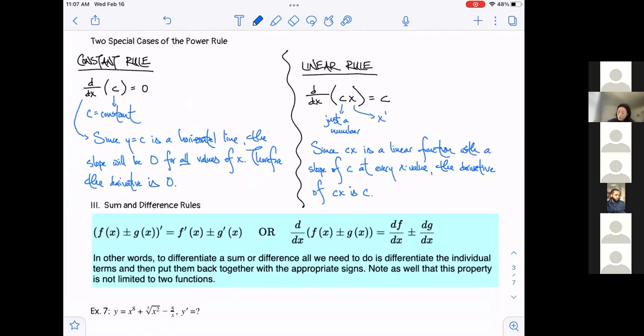Okay, so the rules that you'll see in a book probably look like this, but the things in the blue here are hopefully helpful in understanding why those rules are the way they are.